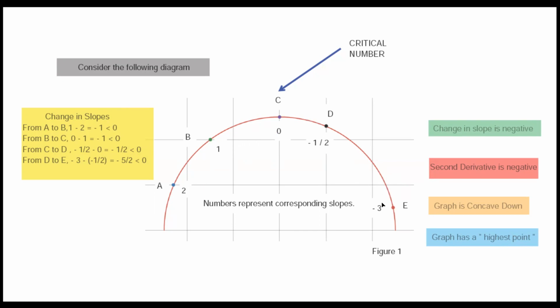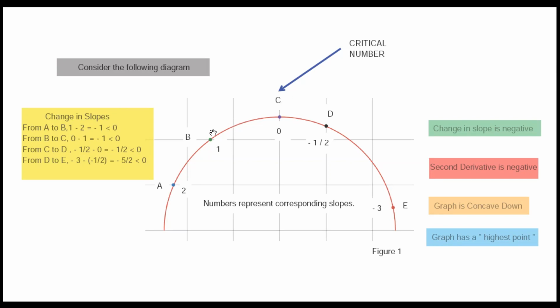What we're going to do is we're going to use this. C is a critical number, though. If the slope is 0, remember what the definition of a critical number is. It's a point on the graph where the first derivative, the slope of the tangent line, is 0. So that is a critical number.